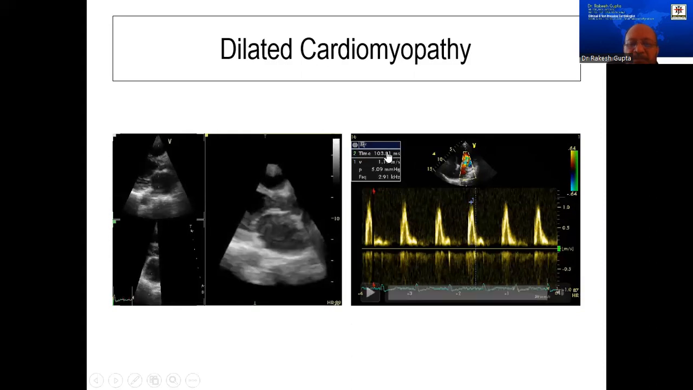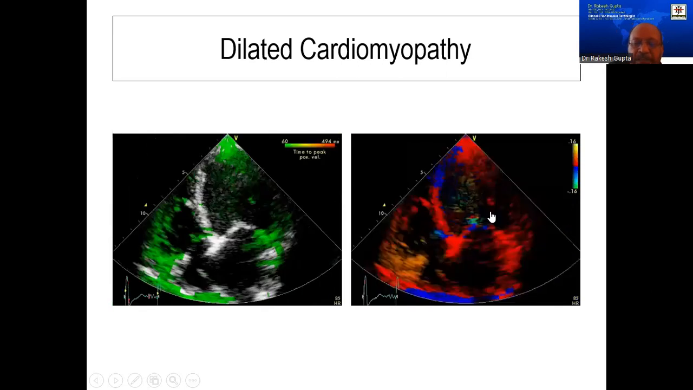Then the second important feature is the filling patterns. Look over here, we can very well see that the E wave is almost 113 and the A wave is only 20. So the E to E prime ratio is more than 2 or 2.5. But on top of that, look at the deceleration time, which is less than 130 milliseconds. As Dr. Devika told last time, anything where the E to E prime ratio becomes more than 2 and the deceleration time is less than 130, we talk of restrictive or grade 3 diastolic dysfunction.